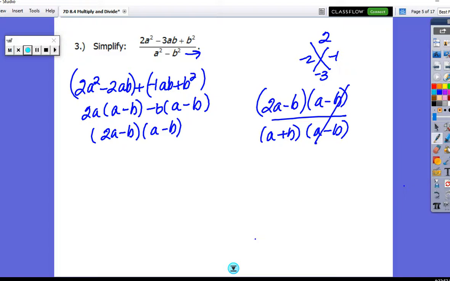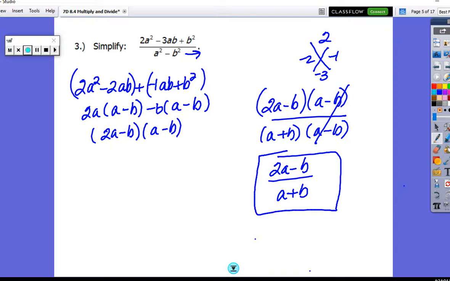Well, here are my common factors, so my final answer is going to be 2a minus b over a plus b. All right, you might be tempted to cross out those b's. Don't, because it doesn't work. So there's my final answer.